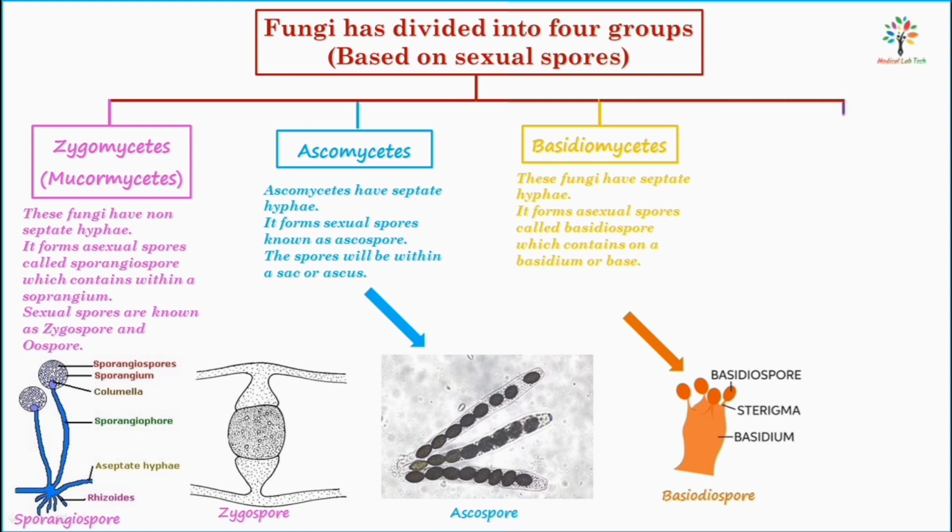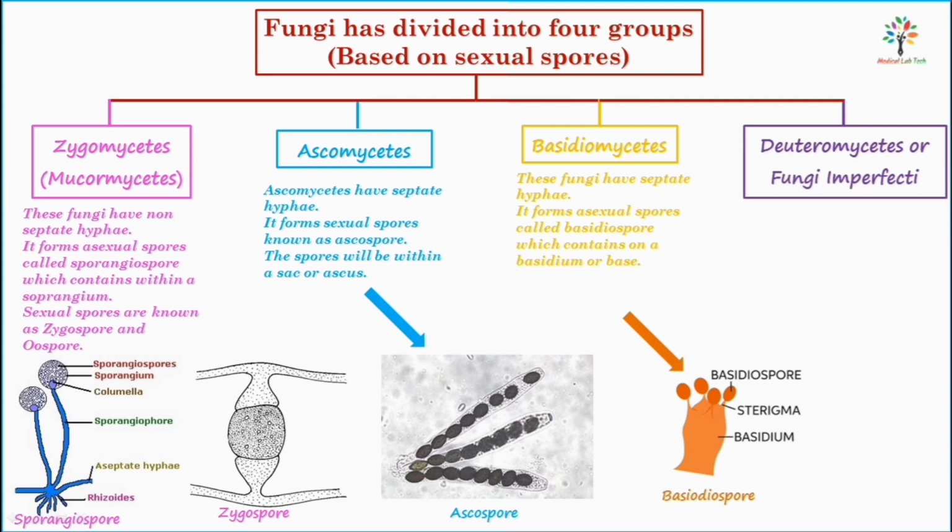The last one is deuteromycetes or fungi imperfecti. Deuteromycetes have septated hyphae, and their sexual state is not clearly known. The infections caused by fungi are known as mycosis.